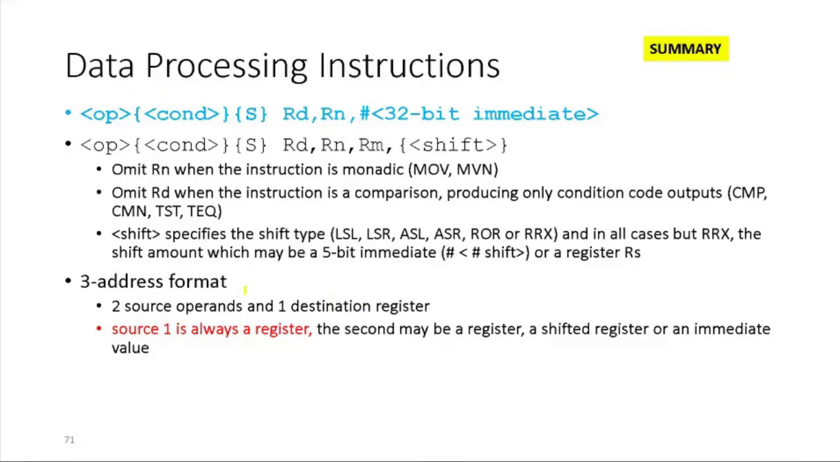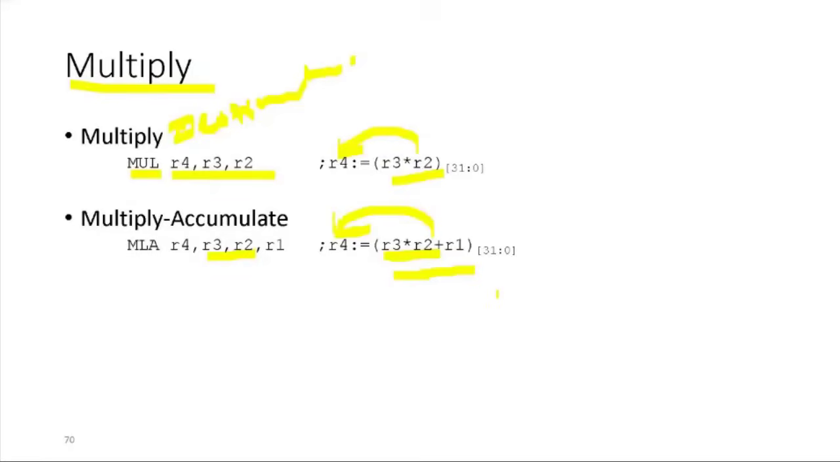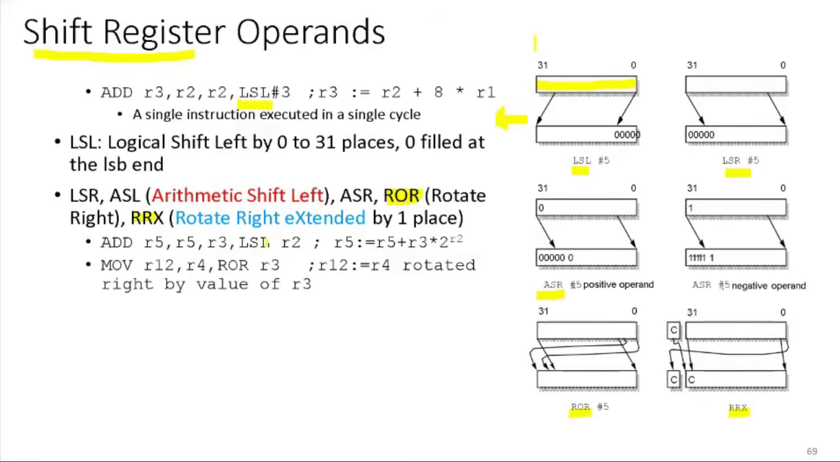Sir, can we have the same register mentioned twice in a command? Only in multiplication, we cannot have that. You are saying you want to have R3, R3 here, correct? Yes, sir. That is not possible in multiply instructions. But in ADD and other instructions we can. ADD instruction can have R2, R2, but in multiply we cannot do that.